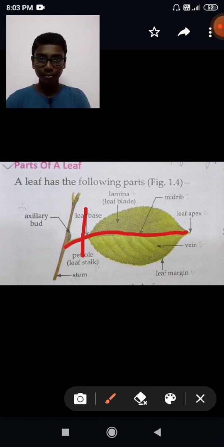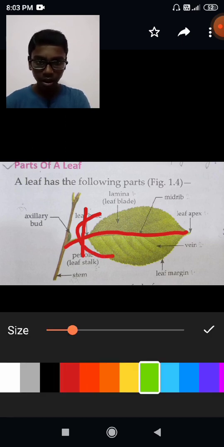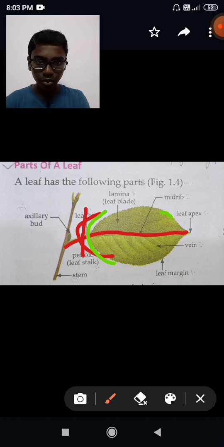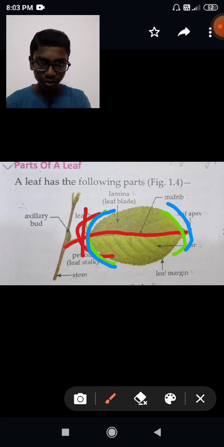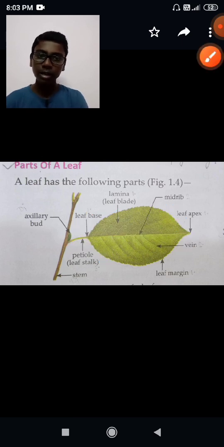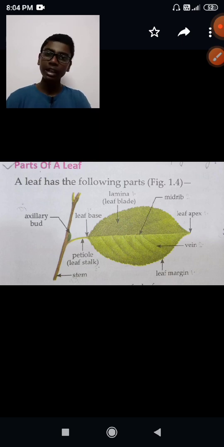the petiole from the leaf base till the leaf apex is known as the midrib. Let me just change the color. From here to here, this portion between the blue brackets, not the full portion, this line between the blue brackets is known as the midrib. So the petiole continues into the lamina as the thick midrib.